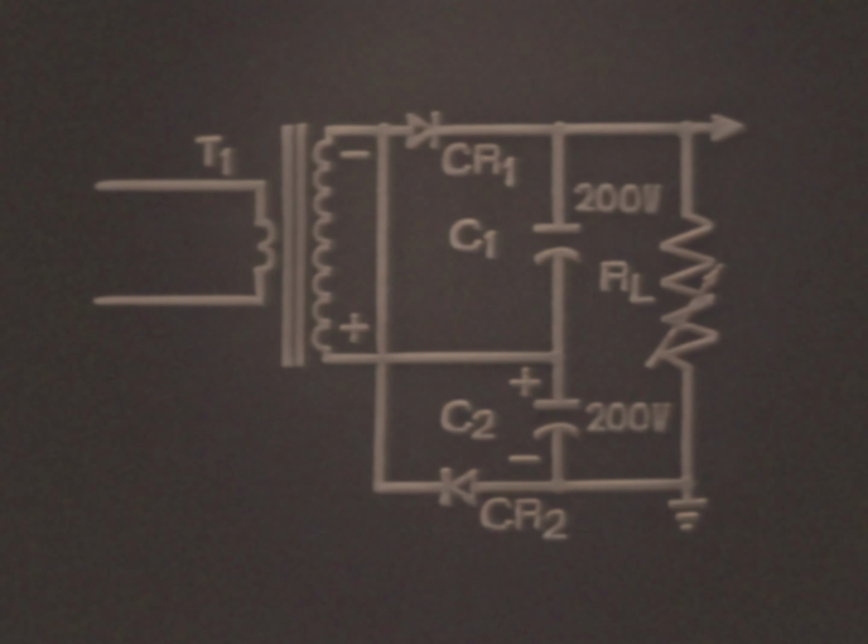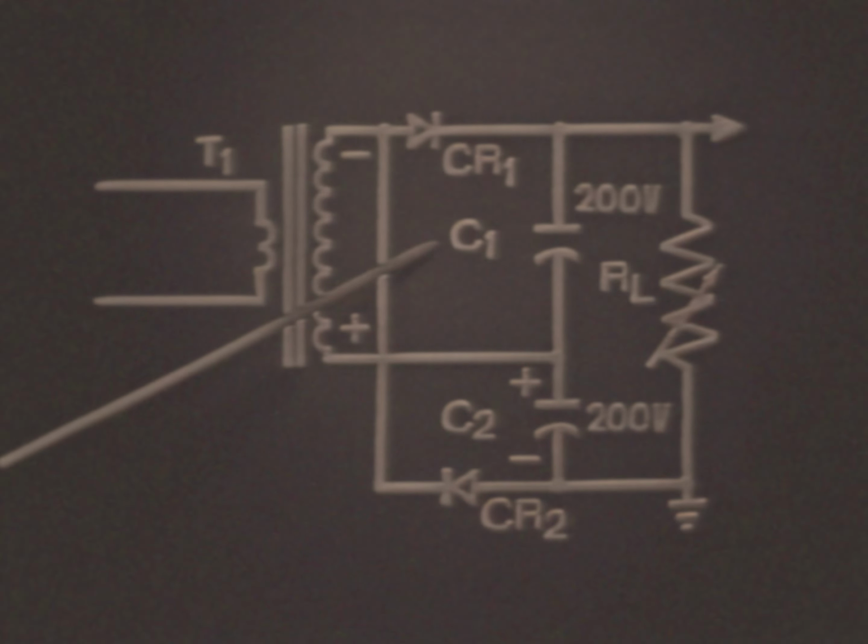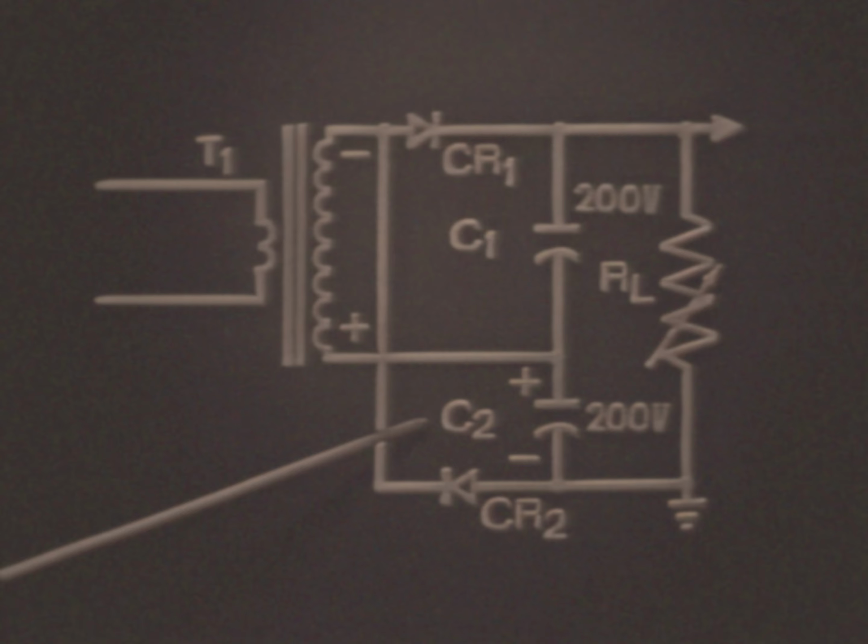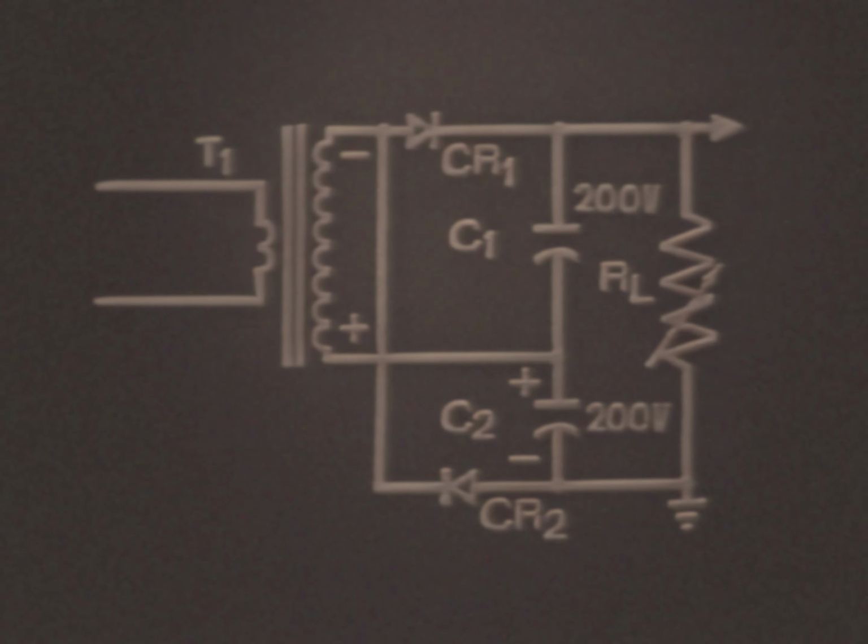Now, this means that during one cycle of the input signal, we develop in the output the total of C1 and C2, or 400 volts. This voltage value equals nearly twice the peak voltage of the transformer secondary. Therefore, we get the name voltage doubler.